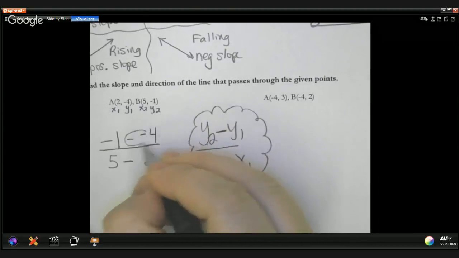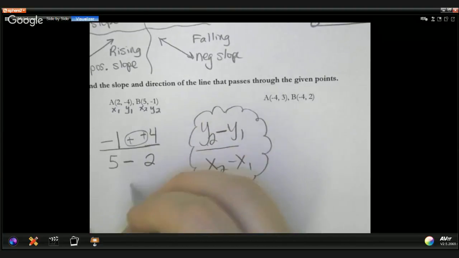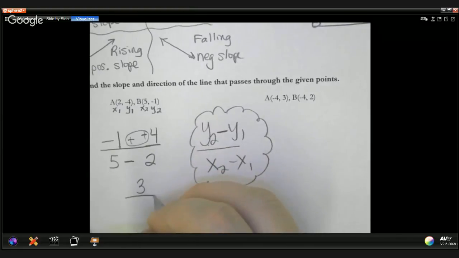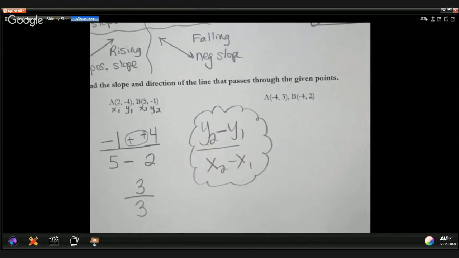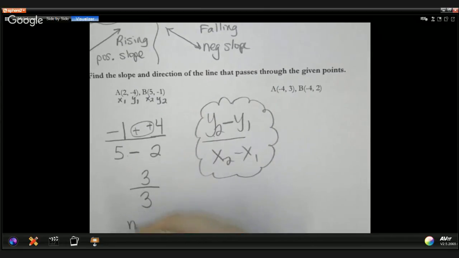So I circle my points. Negative 1 plus 4 is 3. 5 minus 2 is 3. And now I can reduce this because 3 divided by 3 is 1. So the slope of my line that passes through those 2 points is 1.